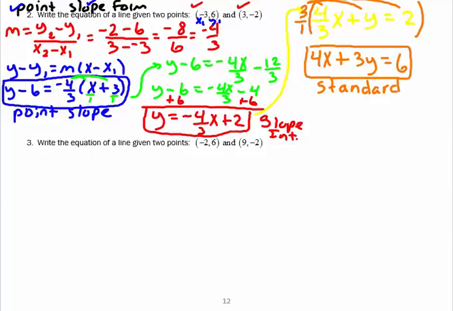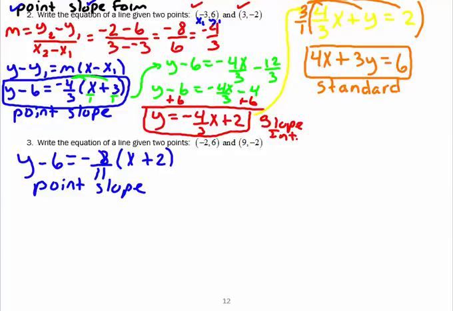So number 3 is going to be the same type of process. You're going to have to find your slope first, then decide which form you're going to start with, which is where I always start with point slope. I'm going to give you the final answers in point slope, slope intercept, and standard, so you can check and make sure your answers are correct. So for point slope, you should end up with y minus 6 equals negative 8 over 11, parentheses, x plus 2. And that's going to be your point slope.